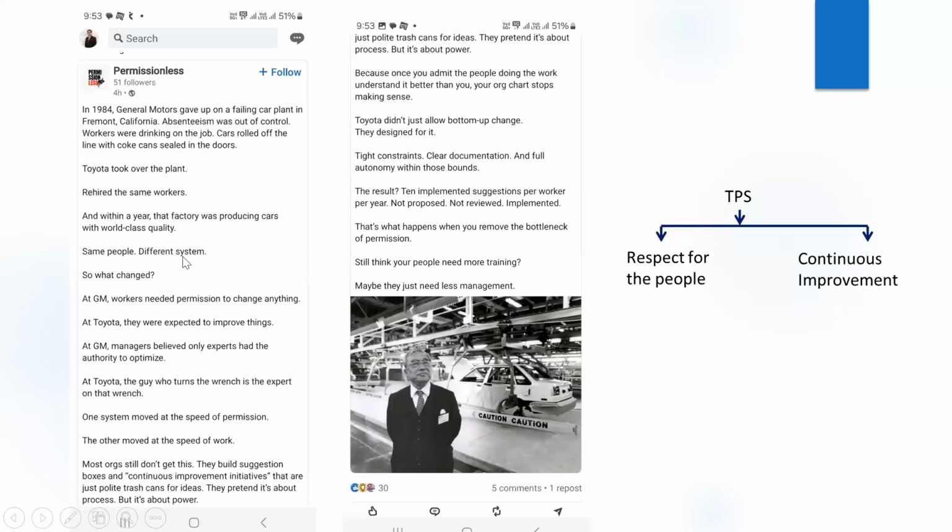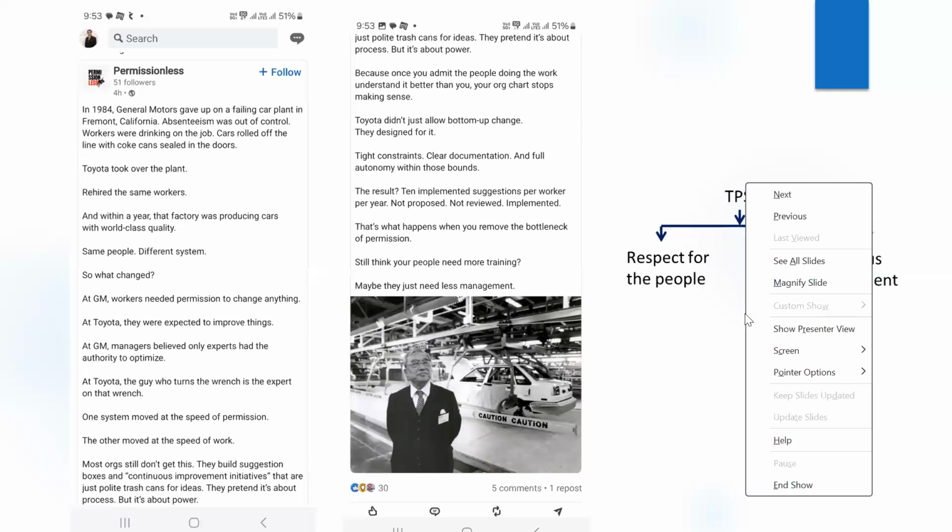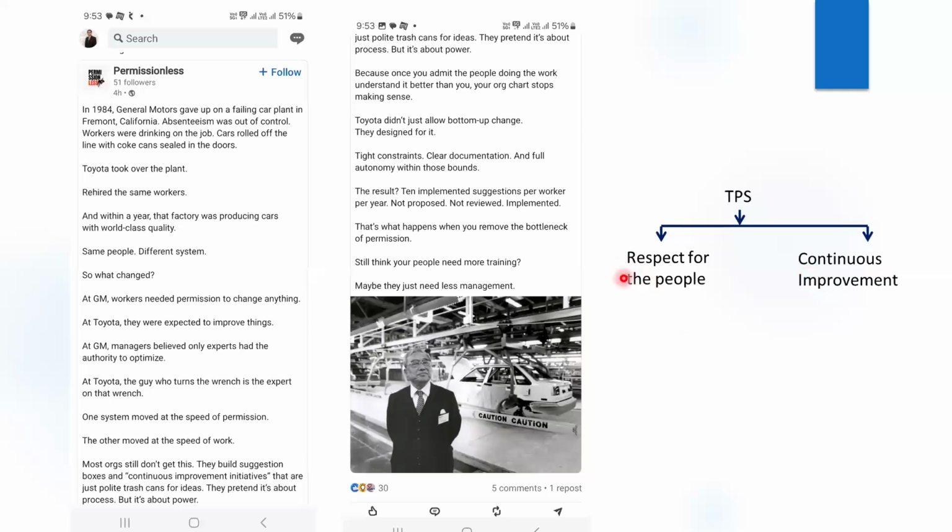Same people, different system, because it is said: respect for the people. Toyota is always focusing on two things. One is Kaizen, continuous improvement, and the other is respect for the people. They were utilizing the talents of their employees. They were respecting the people's decision-making authority. The same operators, the same workers, and that plant was profitable.